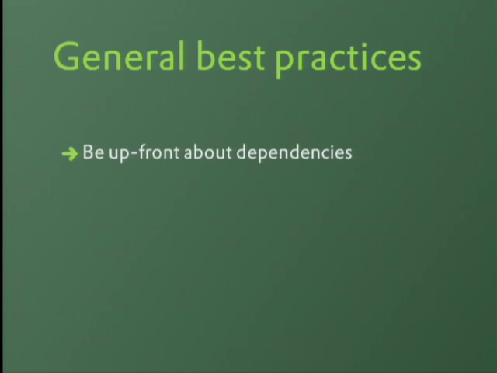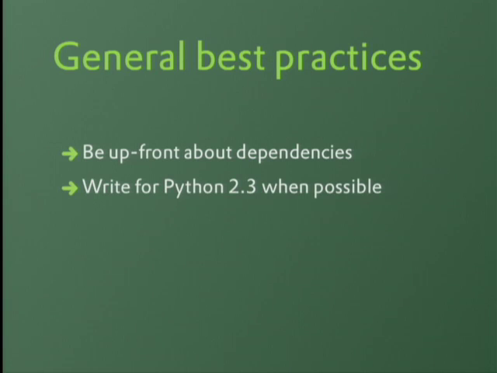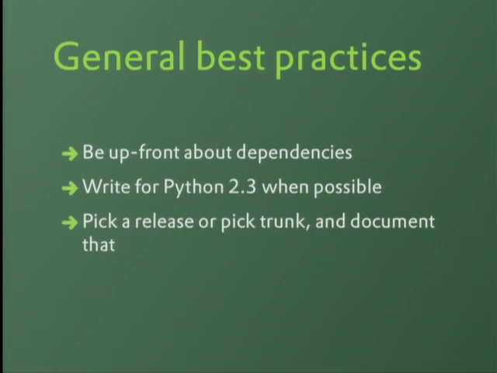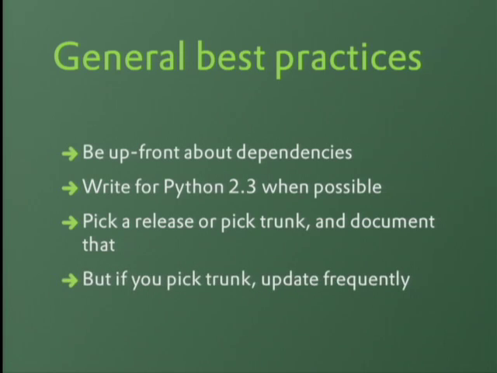Get everything installed. This one's a little controversial, and as we go forward, especially toward Python 2.6 and Python 3, it's going to get a little less important. I still write for Python 2.3. Django officially supports 2.3, 2.4, 2.5, and we will support 2.6 when it's released. I like to write applications that will run anywhere Django will run. So that's what I do. And pick a release or pick trunk and document it. But if you pick trunk, update frequently.